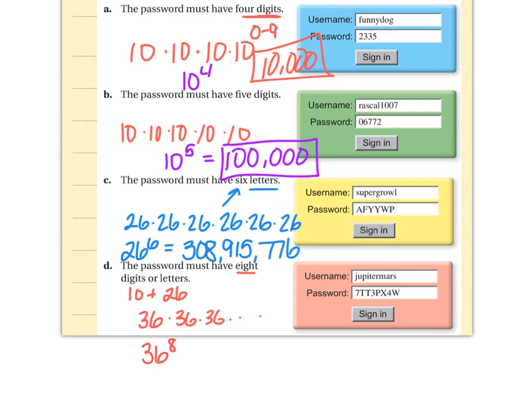Now, I think a lot of companies make you have a capital letter or more than one capital letter. So if you could do capital letters, that would double the number of letters, because capital letters would be different from the lowercase letters. Some of them make you use symbols like exclamation points or squigglies or whatever. So just think how crazy it is. There should be no way that your computer password should ever be hacked.